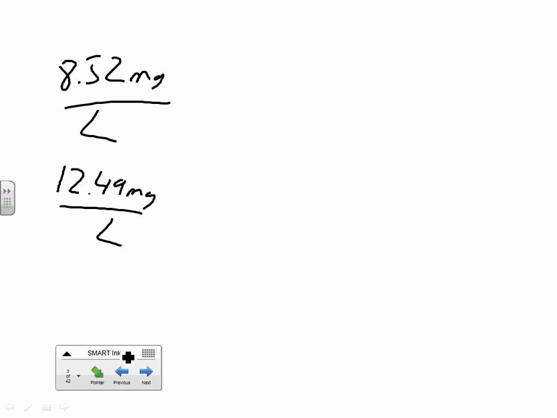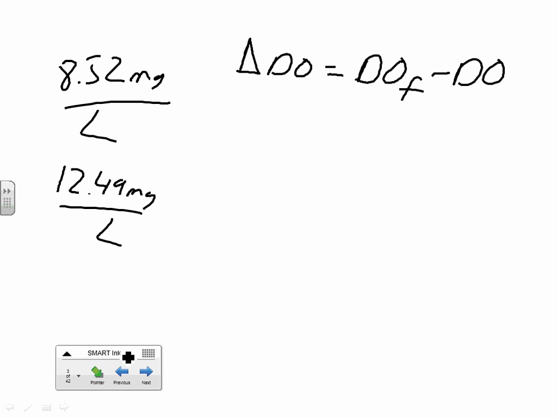Now, when you have a problem like this, the first thing you need to do is calculate how much the dissolved oxygen changed. Like the formula tells you, you take your final dissolved oxygen measurement minus your initial dissolved oxygen measurement. So in this case, it's going to be 12.49 minus 8.52. When we do the math on that, that gives us a change of 3.97. And remember, the units on that are milligrams of oxygen per liter of water.